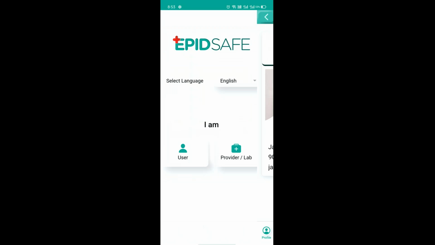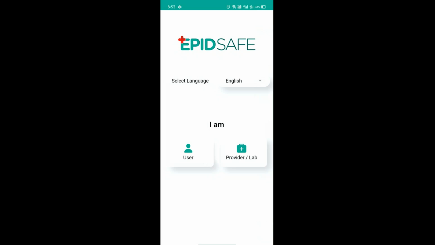So Harsha, you want to get in as a provider? A provider or a lab is someone who is conducting tests. They have two major roles in our application. One of the most important roles is they conduct tests, and the second important role for them is to verify identities of the user.